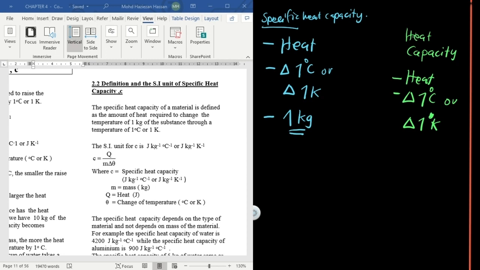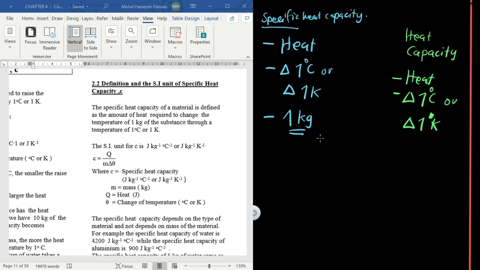Heat capacity is related to mass. The larger the mass, the larger the heat capacity. But specific heat capacity does not relate to mass, because the mass is already fixed here at 1 kilogram. So specific heat capacity will be different depending on the materials. Later we will look into it.